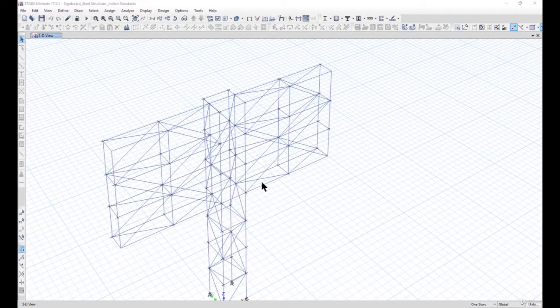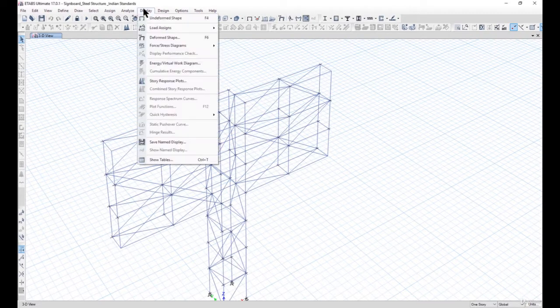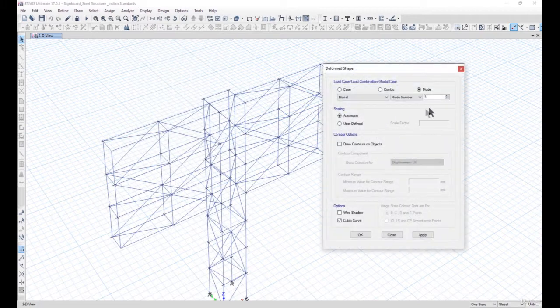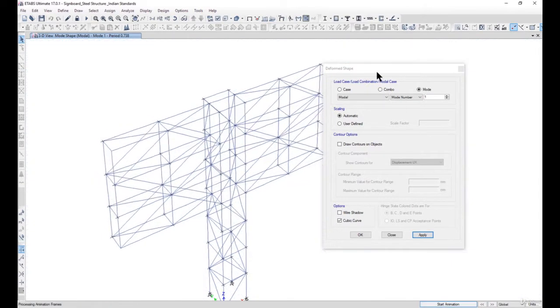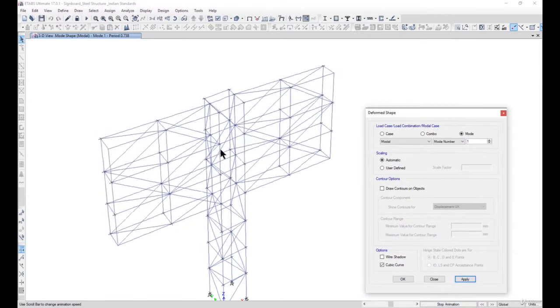So in the last lecture of this sign board structure, we will discuss what the effect is on the mode shape of the sign board by adding these plan bracings. So we go to display and deformed shape. We select the primary mode, that is the fundamental mode. Here the time period is 0.738 and the behavior is somewhat like this.